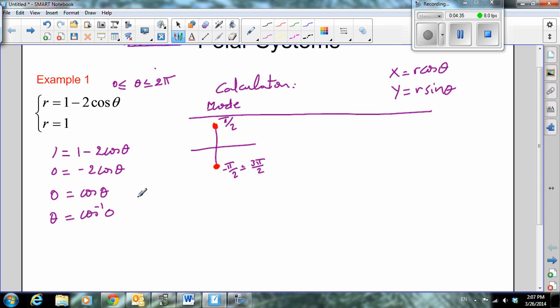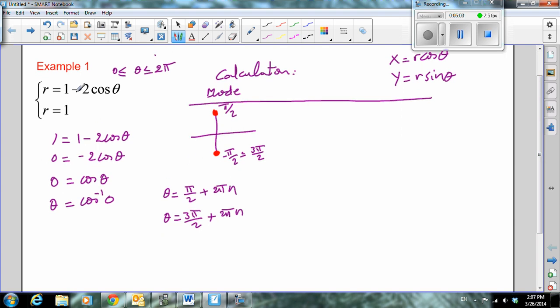What I will do next is find my general solution. I would therefore say theta is equal to pi over 2 plus 2 pi n, or theta is equal to 3 pi over 2 plus 2 pi n. Well, that will give me two solutions so far. By the way, these are not the final solutions. But before I write the final solution, I will check if the pole is a solution. The pole is when r is equal to 0. So let's check if r is equal to 0.